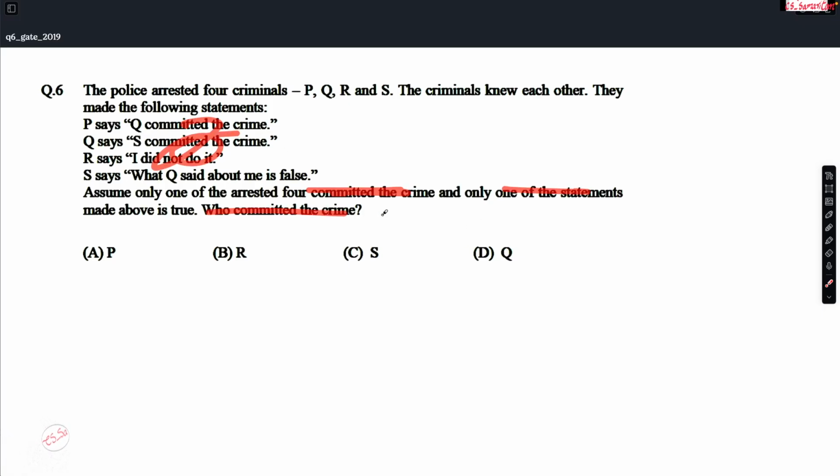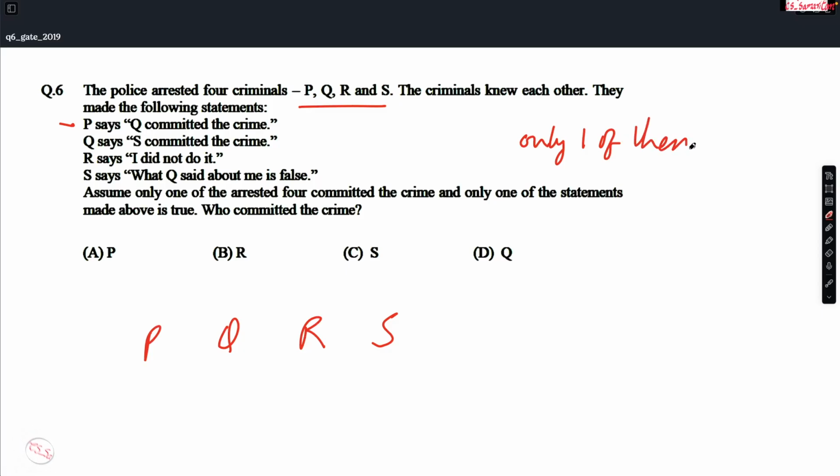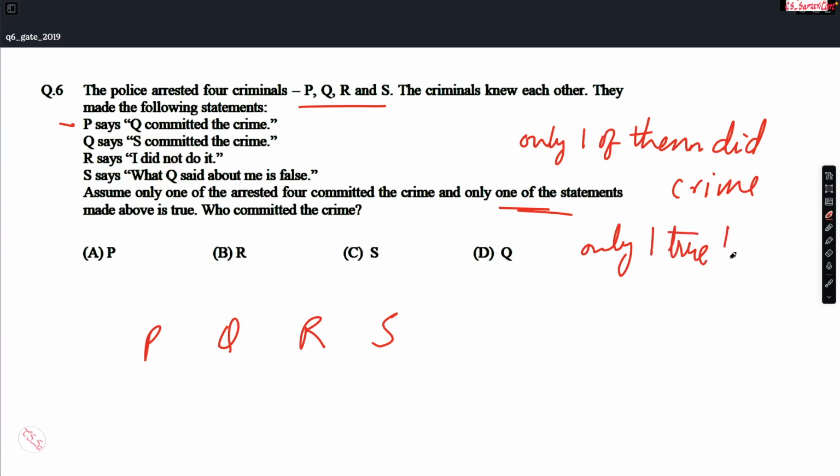Who committed the crime? Okay, so let's list down all the information that has been provided. What all criminals are present? There are 4 criminals and they are P, Q, R and S. Very good. And they're telling us that only one of them committed the crime, and only one statement is true, only one true teller. These are 2 very important things.